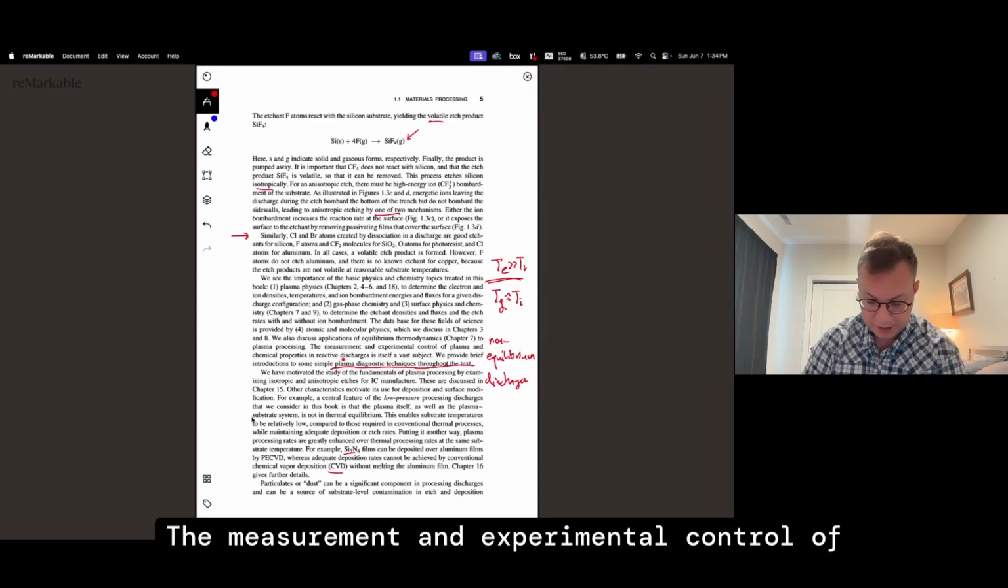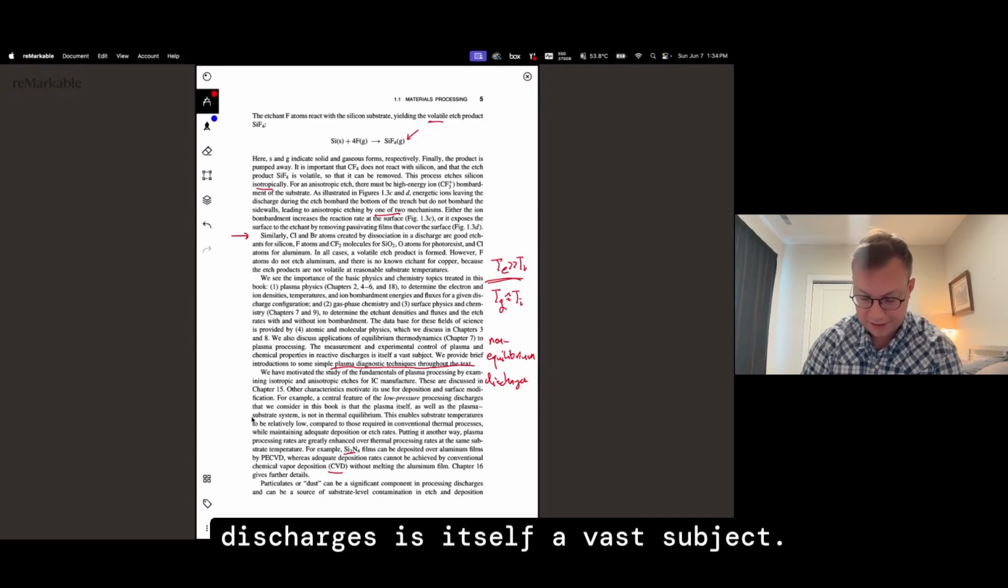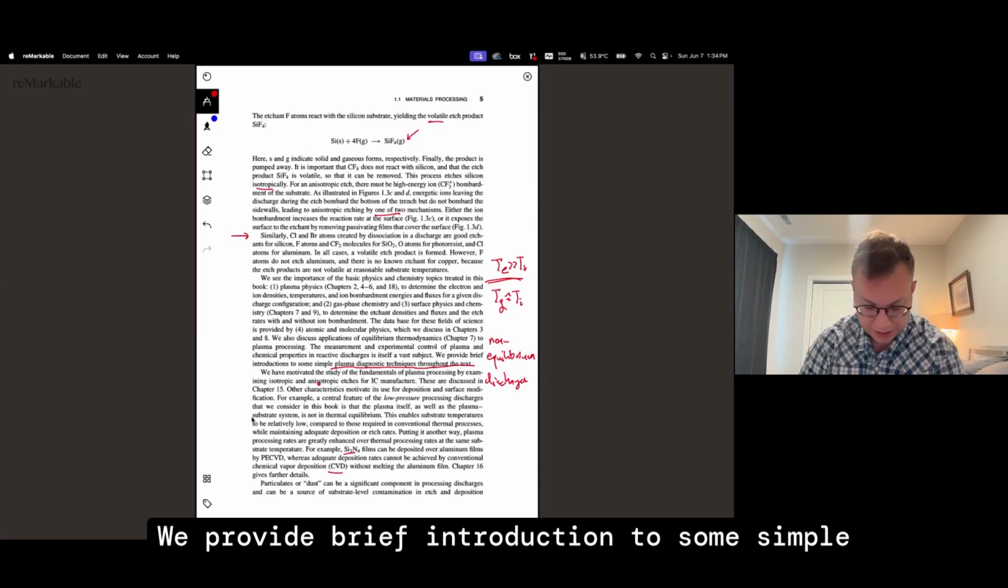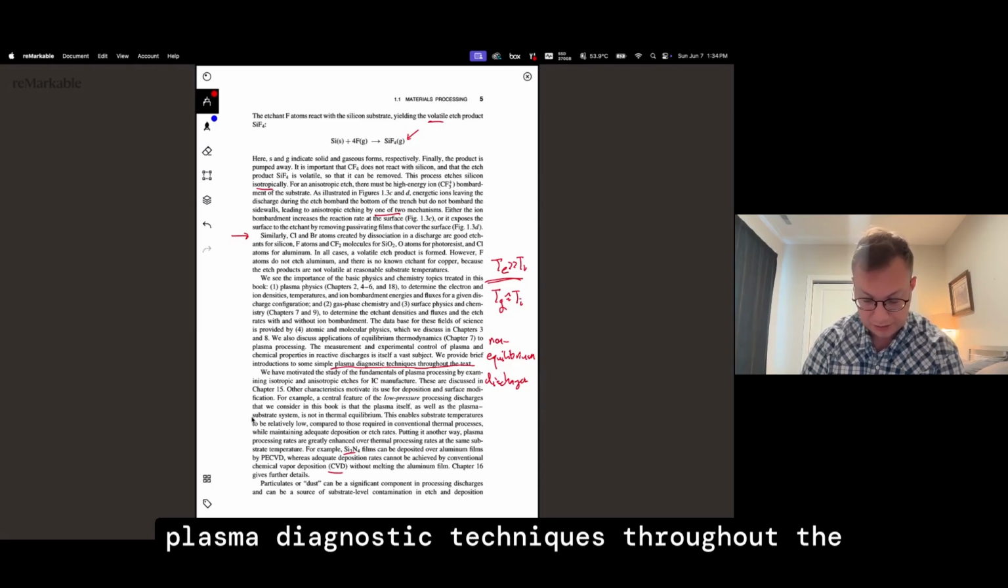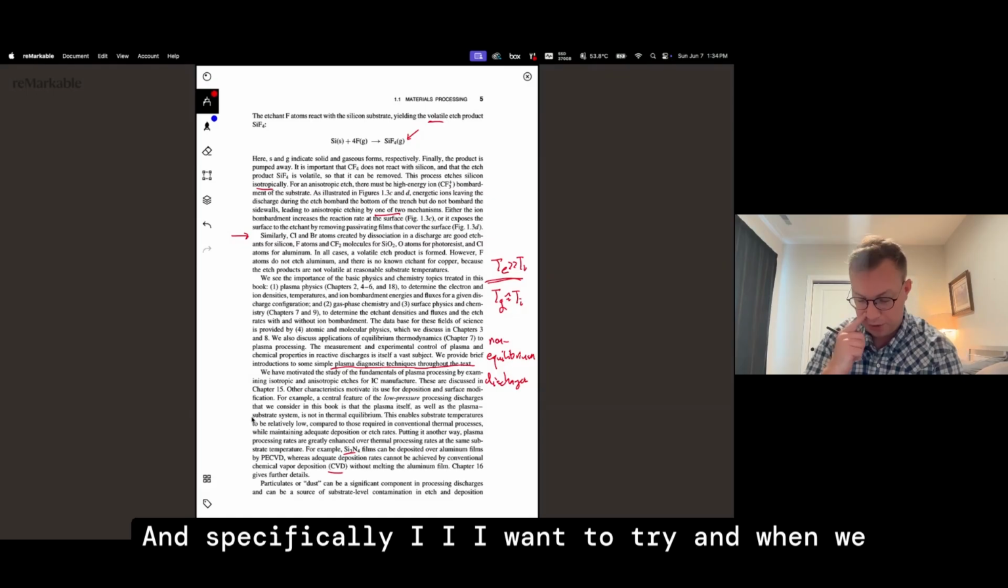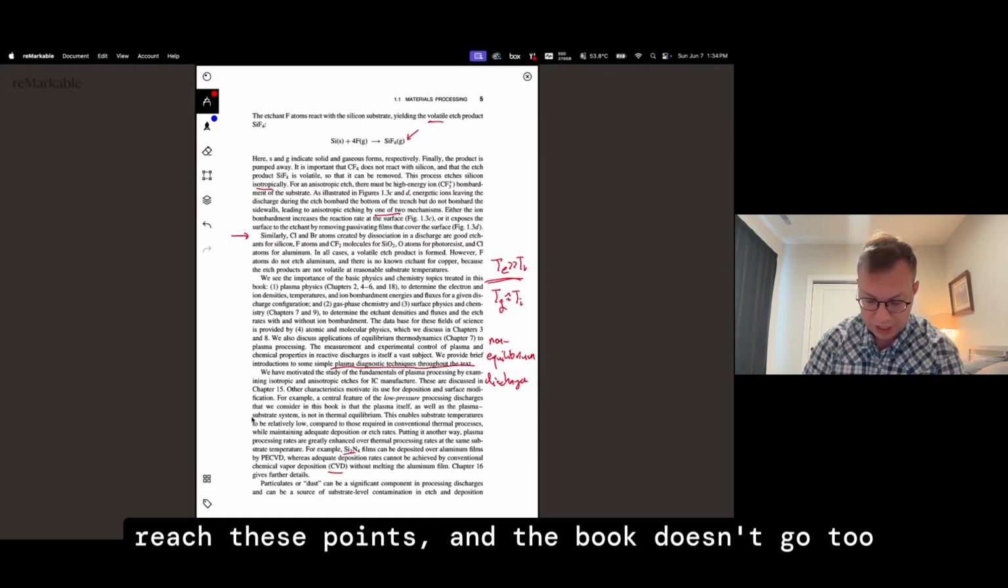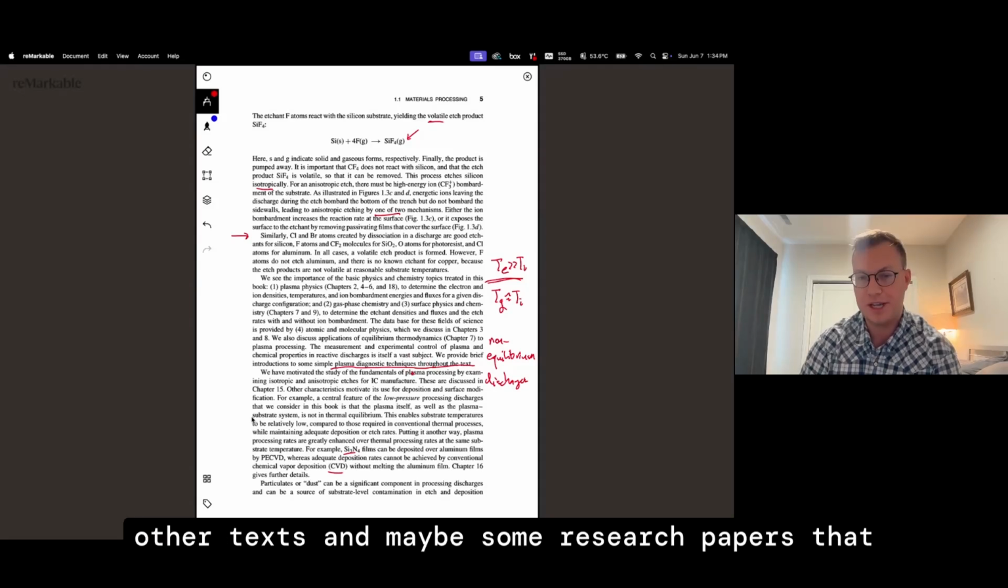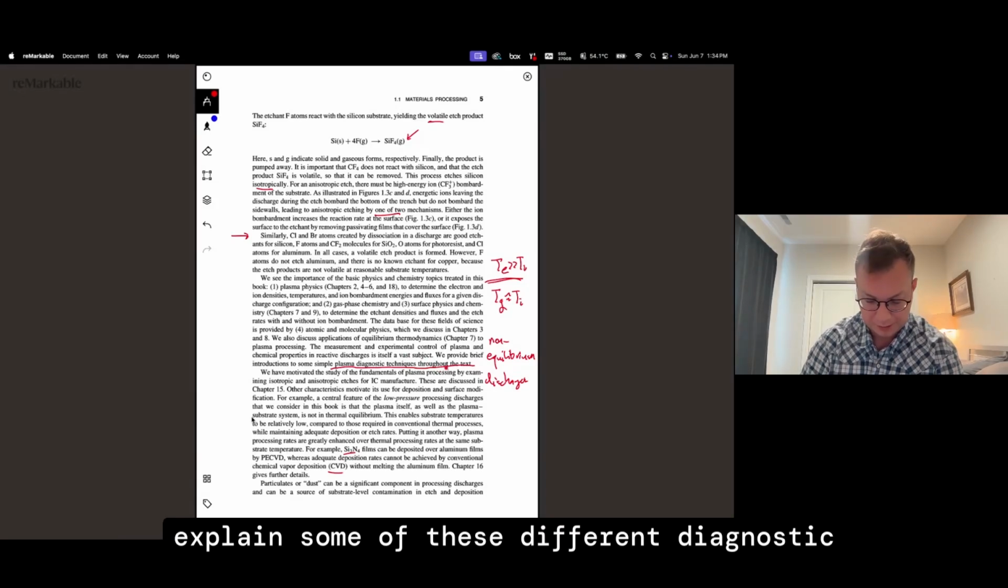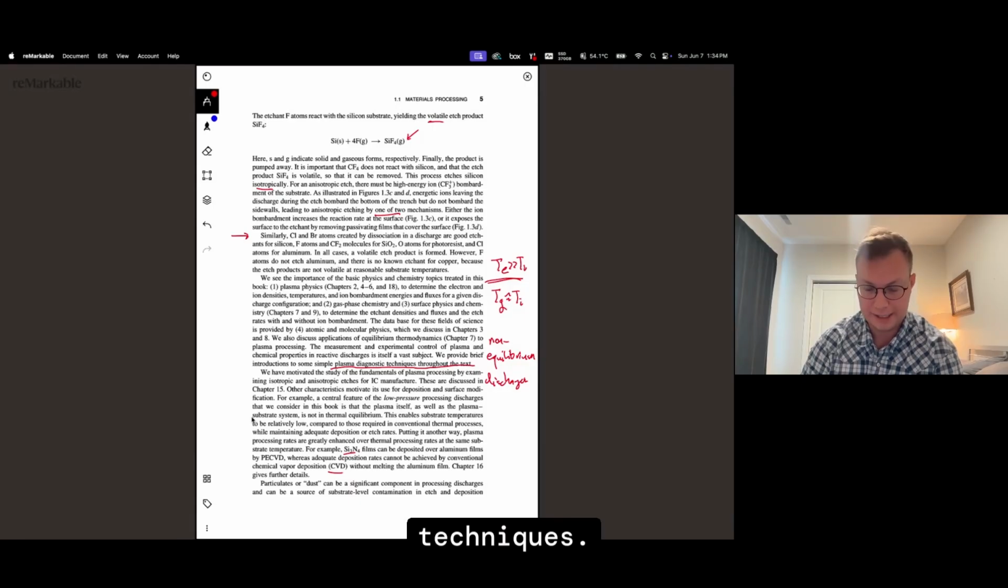The measurement and experimental control of plasma and chemical properties in reactive discharges is itself a vast subject. We provide a brief introduction to some simple plasma diagnostic techniques throughout the text. And specifically, when we reach these points and the book doesn't go into much detail, we'll probably detour into some other texts and maybe some research papers that explain some of these different diagnostic techniques.